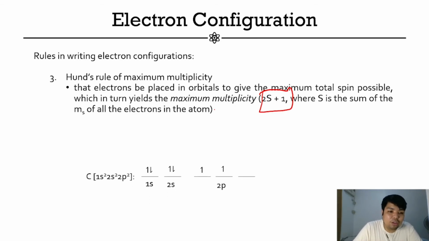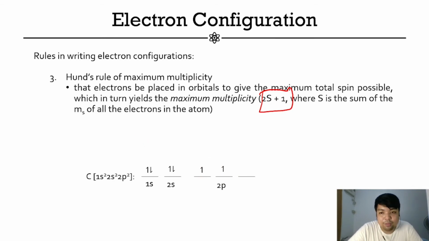So let's have the electron configuration of carbon, at the same time its orbital diagram. If you notice, the two 2p electrons here are in two different 2p orbitals, not that this one is in the same orbital as this one.